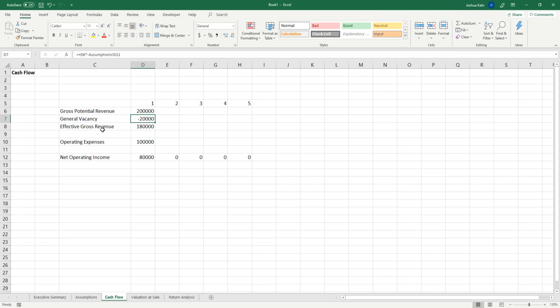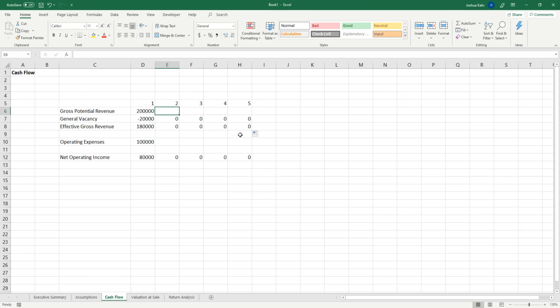Now, before I do, a couple things to do. First off, the general vacancy is going to be the same in all 5 years. It's always 10% of the year above it. But we don't want the vacancy rate to move. We want the line 6 to move. We don't want assumptions D11 to move. So I'll throw some dollar signs on that by pressing F4, and I'll bring that little baby across. Cool. Then for EGR, I can also drag that across.